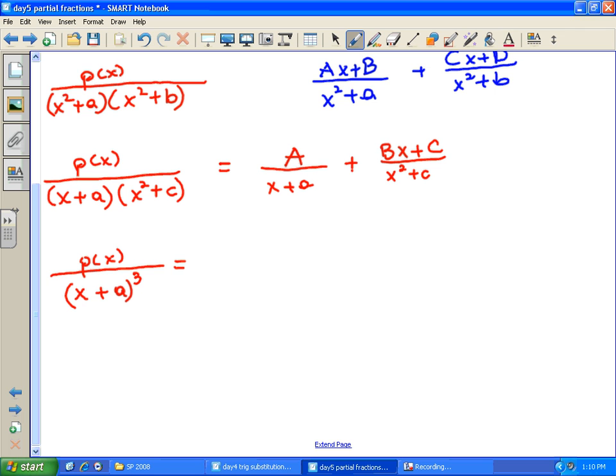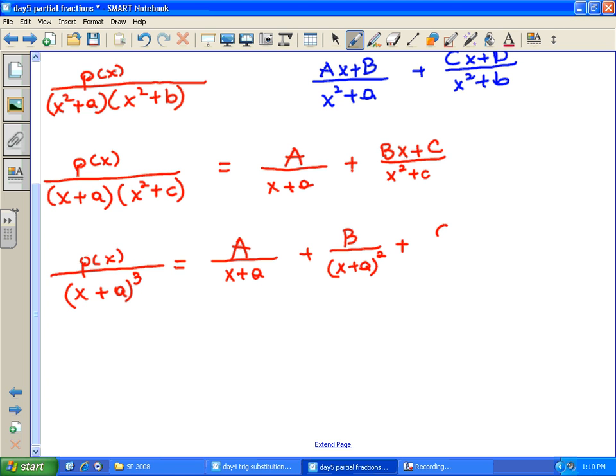We call this a repeated linear factor. You have x plus a times x plus a times x plus a. This we're going to separate into three different fractions. The first one is going to be a constant, say capital A, divided by x plus a, plus another constant divided by x plus a quantity squared.